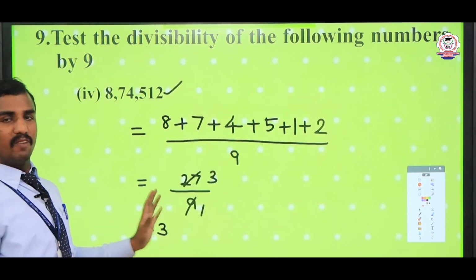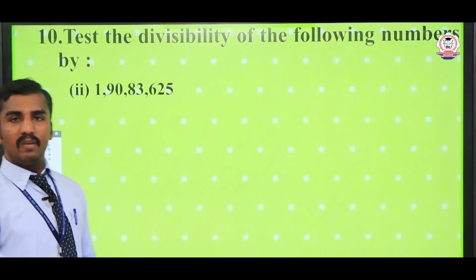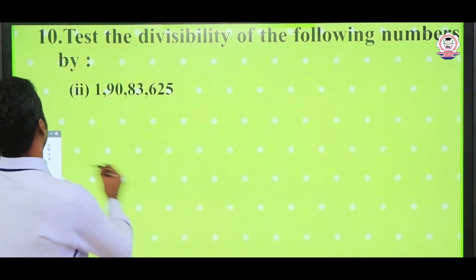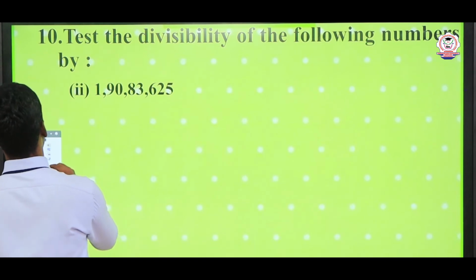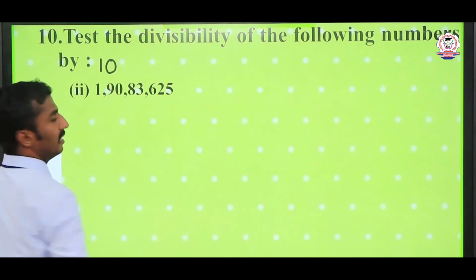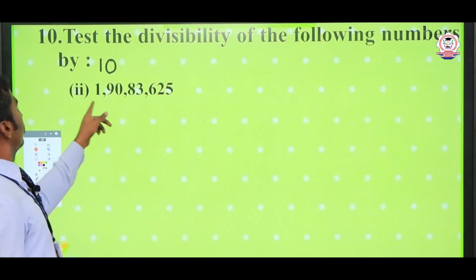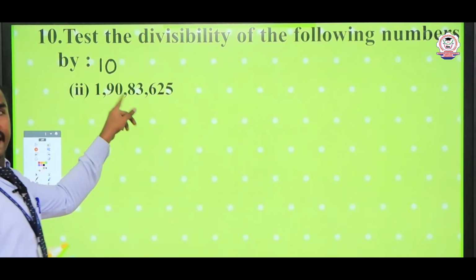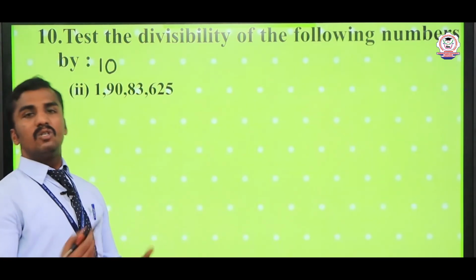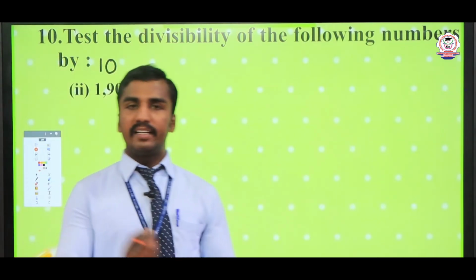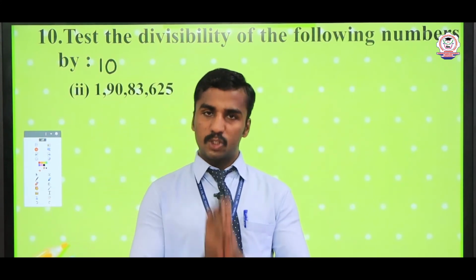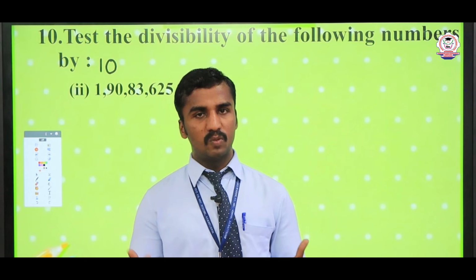Right. In the same way, next one, test the divisibility of the following numbers by 10. Divisible by 10: 1000, 1 lakh, 1 crore, 90 lakhs, 83,625. So what is the divisible by 10 condition? If the unit place is 0, then the number is exactly divisible by 10.